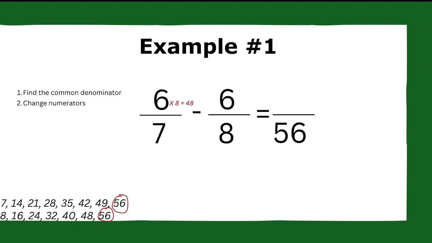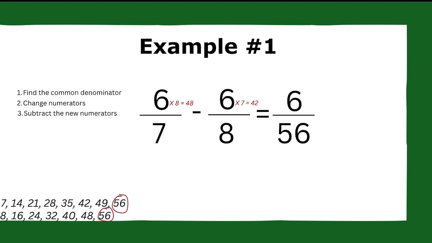Now looking at the right, I have 6 over 8. I see that I had to multiply 8 by 7, so now I'm going to multiply that 6 by 7, and when I do that, I get 42. Now looking at my new numerators, I'm going to want to subtract them. That's my third step. So I do 48 minus 42, and when I do that, I get 6.